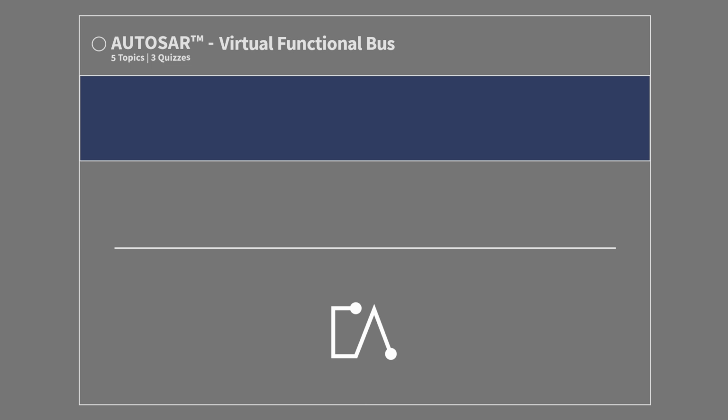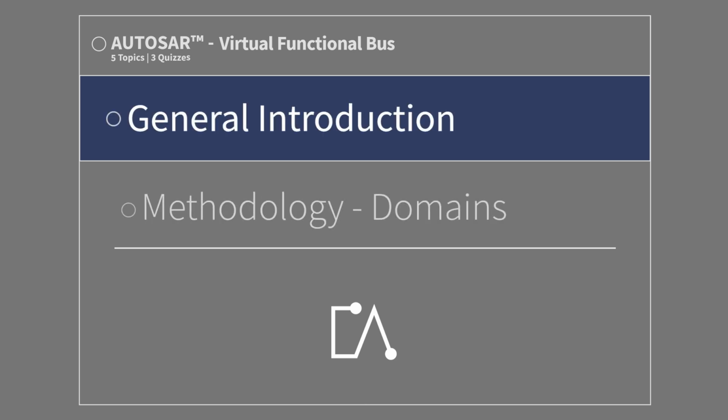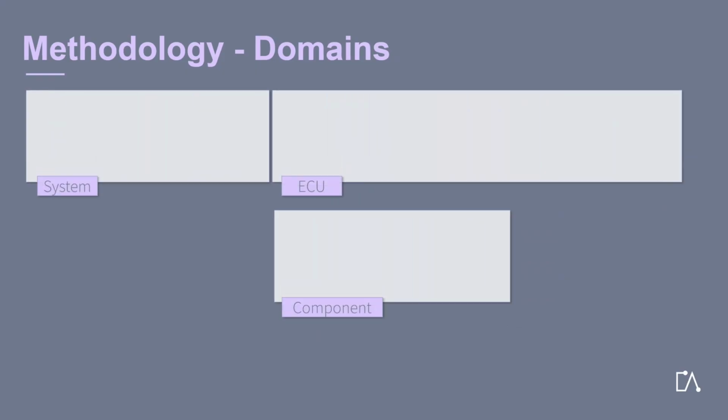AUTOSAR Virtual Functional Bus. General Introduction. Methodology, Domains. Let's take a closer look at the domains that are relevant for the development of the virtual functional bus. We start with the domain system. The system configuration describes how the system needs to be configured. Based on this document, the system can be configured, which is then described in the system configuration description.